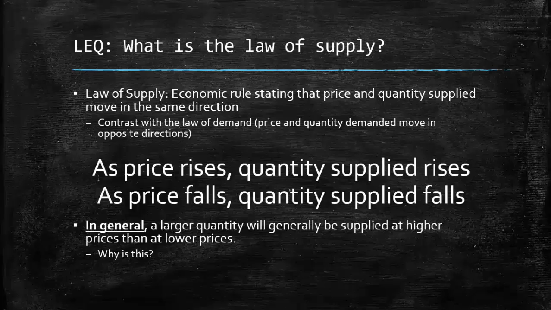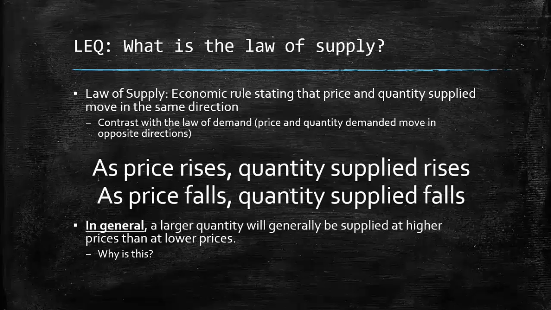Now, you have the law of demand. Price goes up, quantity demanded goes down. Price goes down, quantity demanded goes up. The law of supply is a little bit different. If in the law of demand, price and quantity demanded have an inverse relationship, the law of supply is that price and quantity supplied, denoted as QS, have the same relationship. That is, they move in the same direction. So as price rises, quantity supplied rises. As price falls, quantity supplied falls.